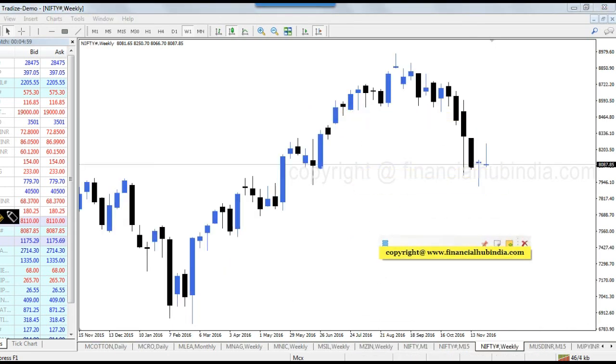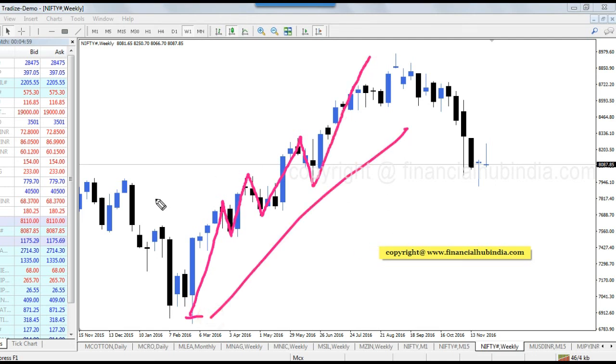Then Nifty, right from here, 1, 2, 3, 4, 5, 6, and 7. This is data for 7th Feb 2016 to 18th September 2016. Making higher lows and higher highs. So Nifty is in uptrend. Right. So now, so that's it. That's it with our first part of this topic.